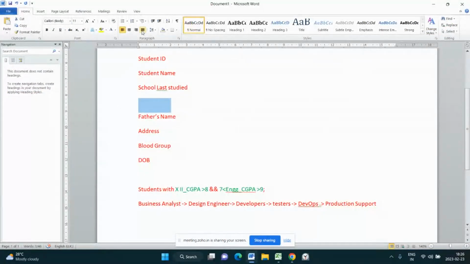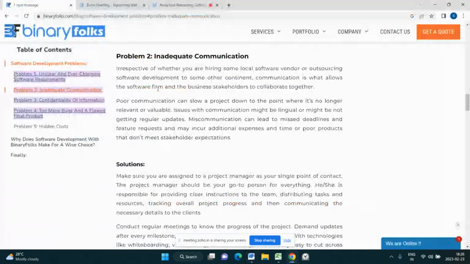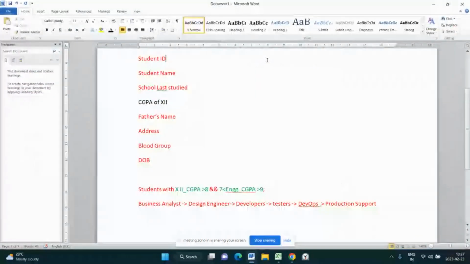a standard CGPA is required. So when the recruitment organization asked, these people could not give it. That is unclear, inadequate communication. It is called inadequate communication. The customer did not communicate the requirement properly.